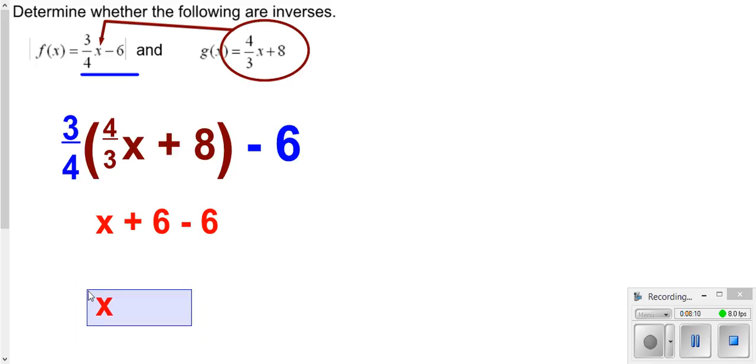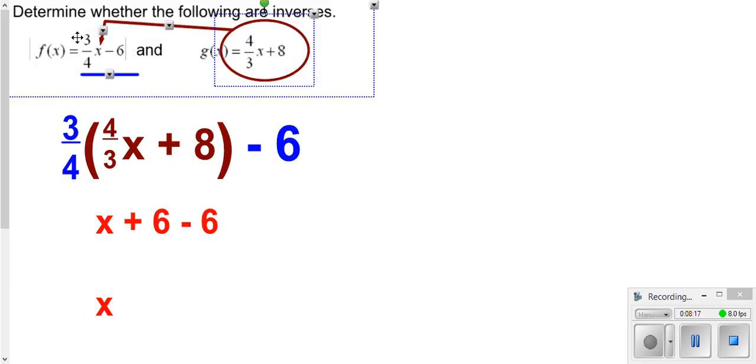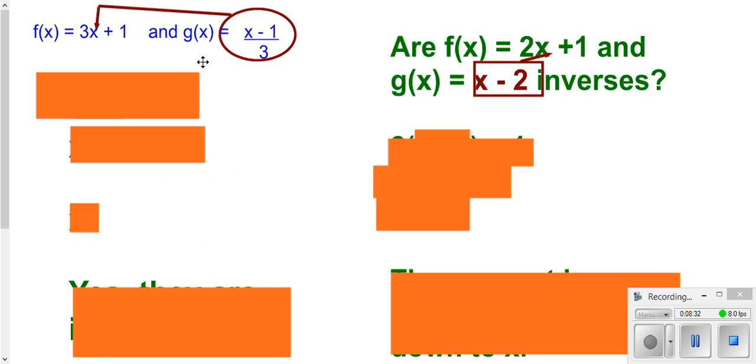If it simplifies down to just a nice normal x, that means what we started out with up here were truly indeed inverse functions. If it does not simplify down to x, that means you either made a mistake or the two originals are not inverses. So try this one here to see if they are inverses.